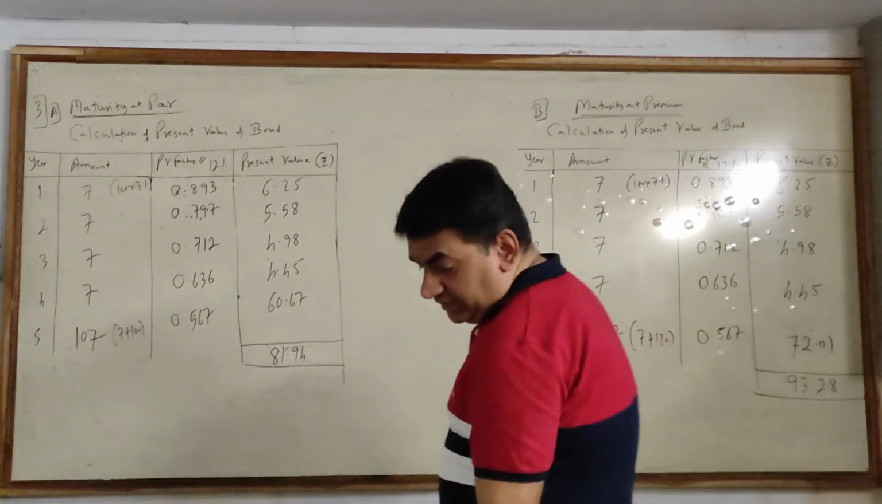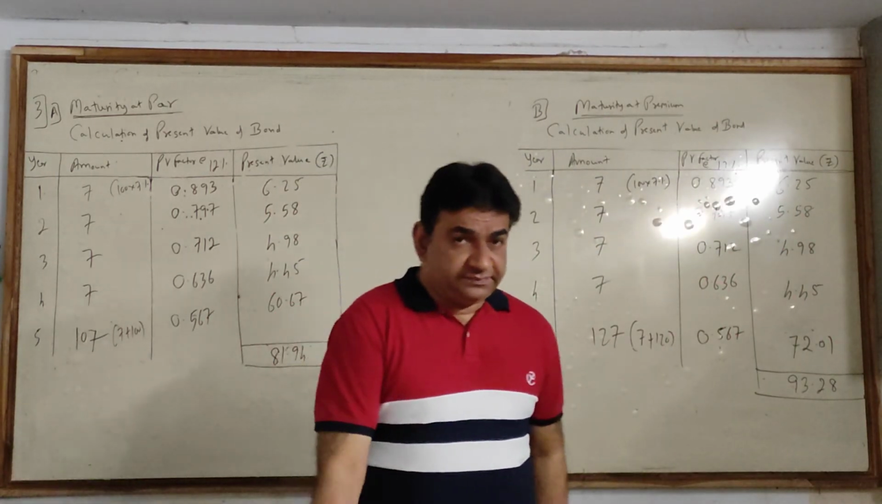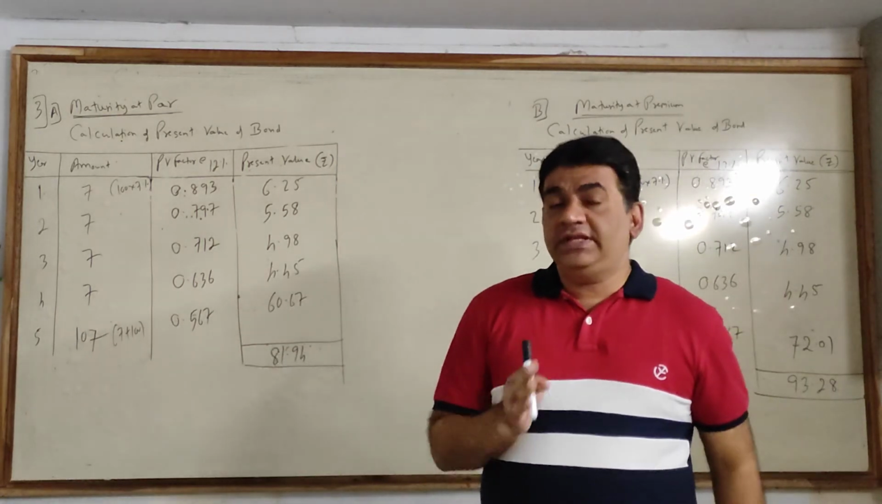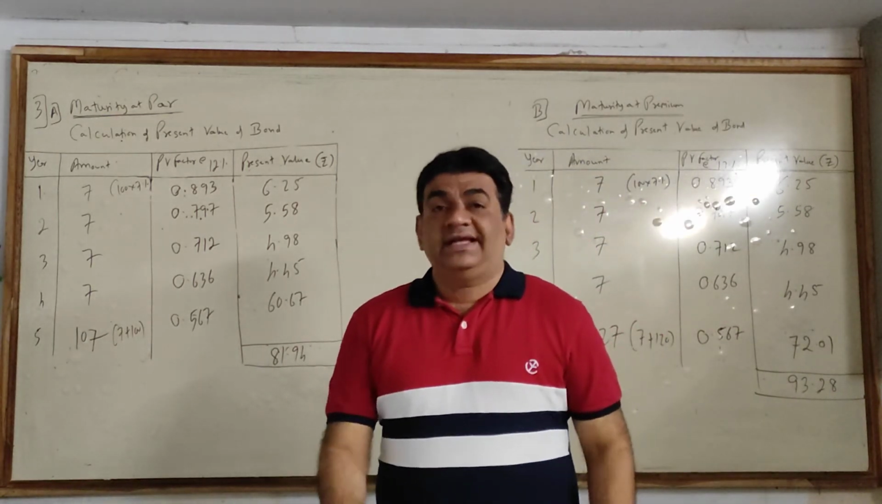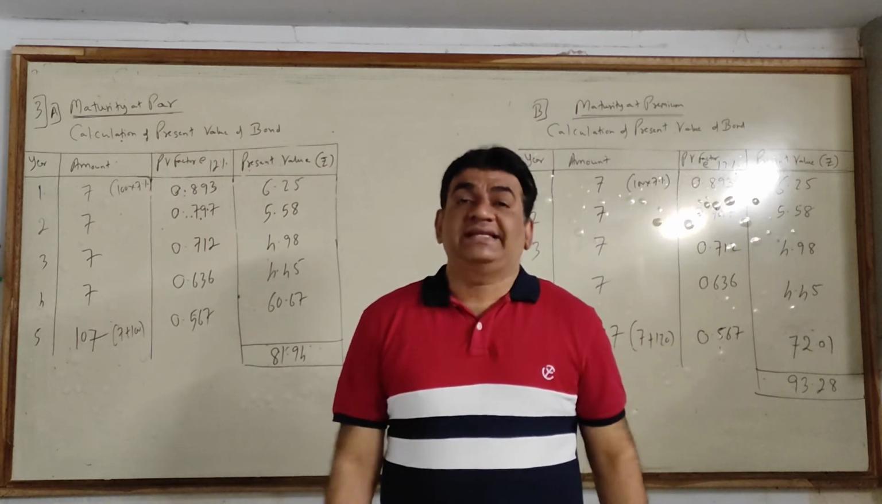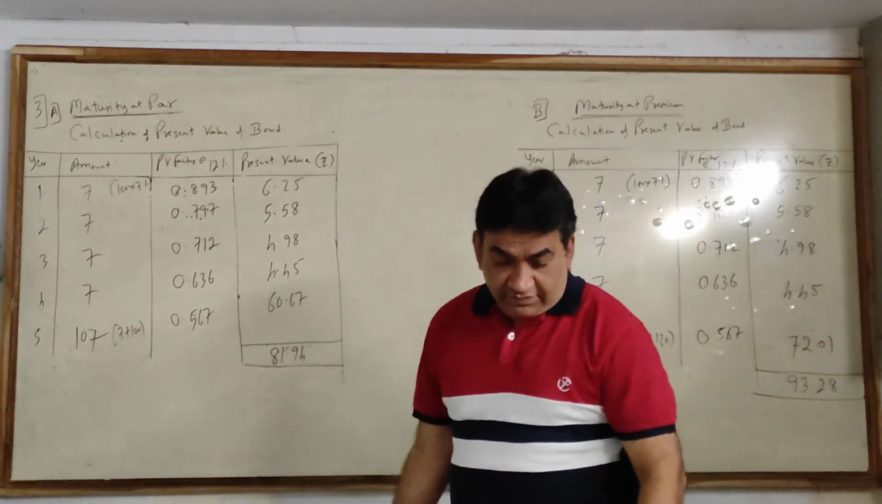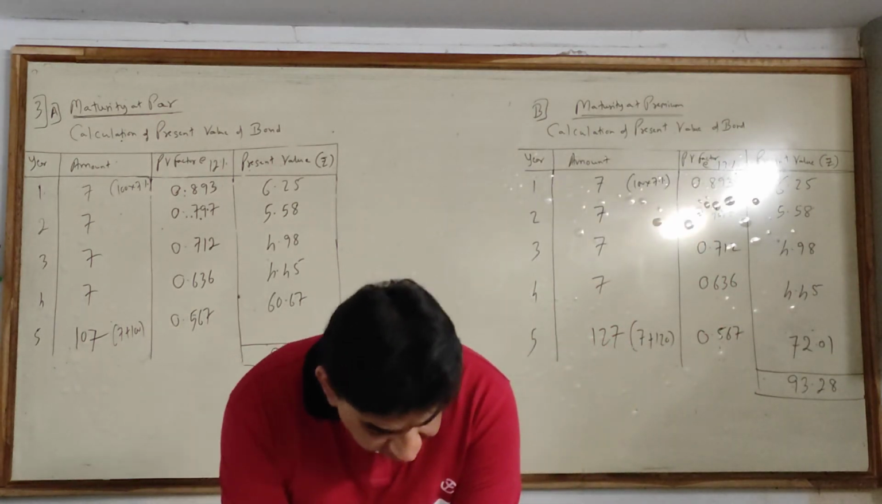Okay guys, as mentioned, the next one is question number 3. Now you have to solve this in two parts. First, assuming the maturity is at par, and second part, assuming maturity is at premium. Now I've already solved the sum. I'll just discuss with you. Let's read the sum. Question number 3.